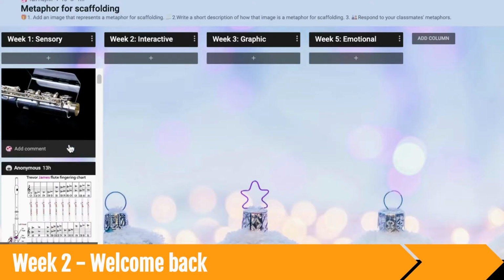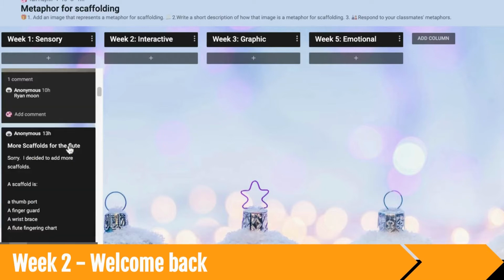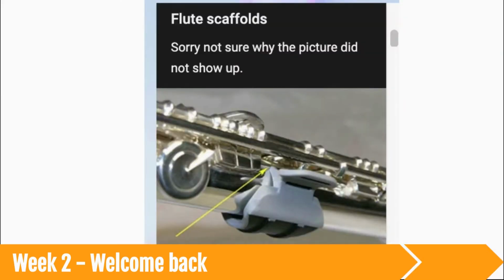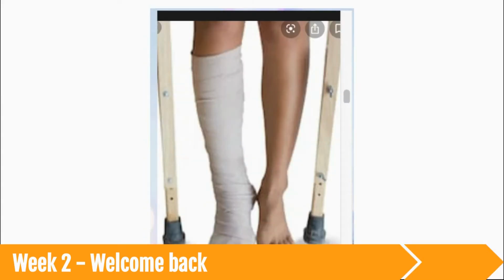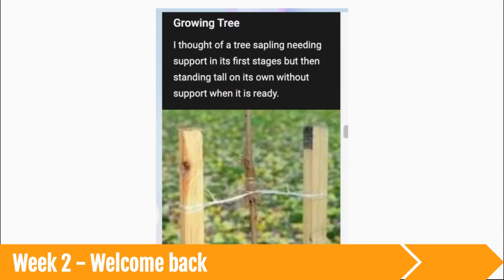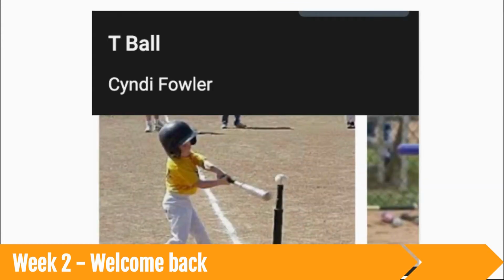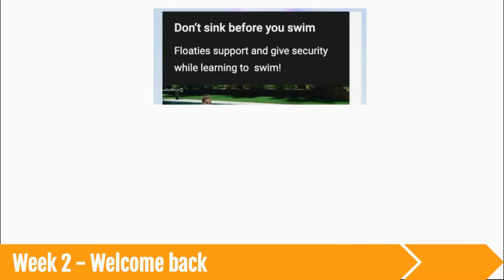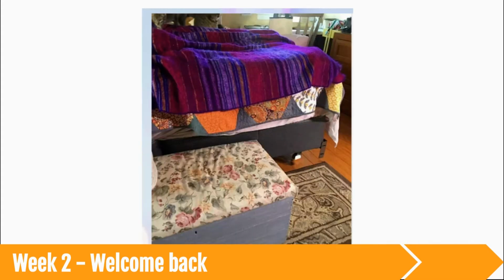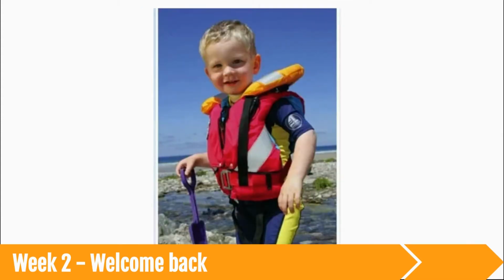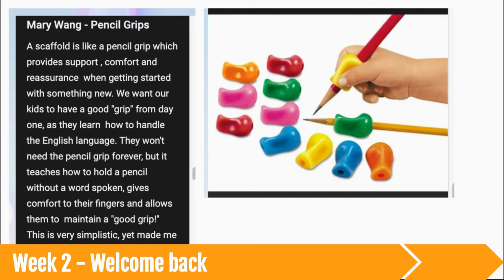Thank you for taking the time to create these metaphors from this week. Here are some of them. There was one about instruments, about conditions, even about nature. There are lots about sports. There were even personal ones where you uploaded your own pictures. There were two in particular that I want to highlight.